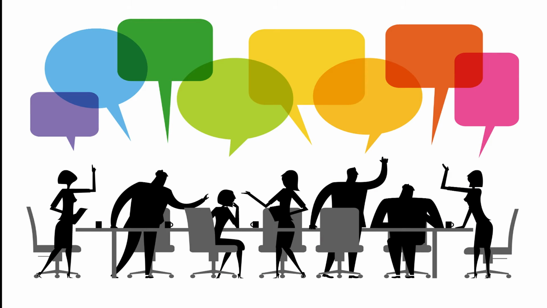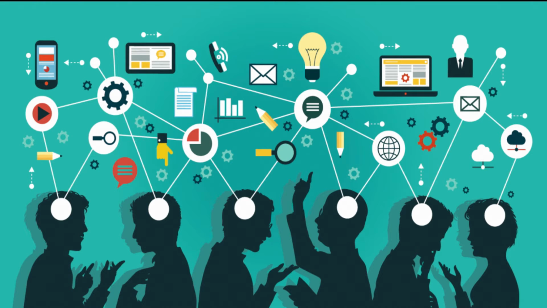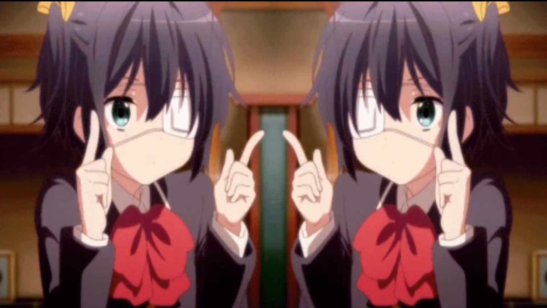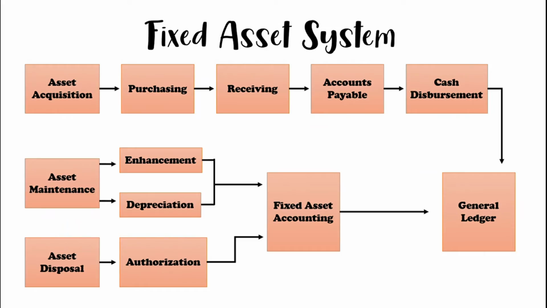The fixed assets also help the management of the company to divide the business into departments. Each department will handle a particular amount of fixed assets. And if there is any mismanagement, then the department will be responsible. This move will help in the easy management of the business. Now, let us learn more on the fixed asset system.